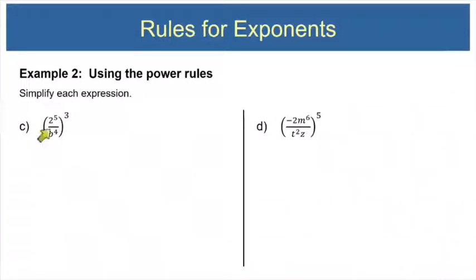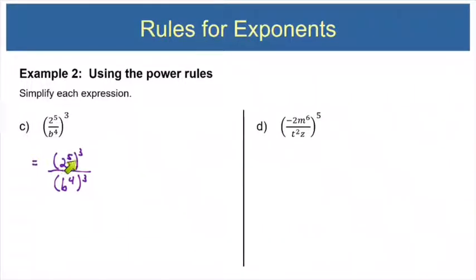Here are a couple more examples. Here we have 2 to the 5th over b to the 4th, all raised to the 3rd. So this is an example of power rule number 3. And power rule number 3 tells us that we can apply this outside exponent to both the top and the bottom. So that would be 2 to the 5th raised to the 3rd over b to the 4th raised to the 3rd. And this now is an example of power rule number 1.